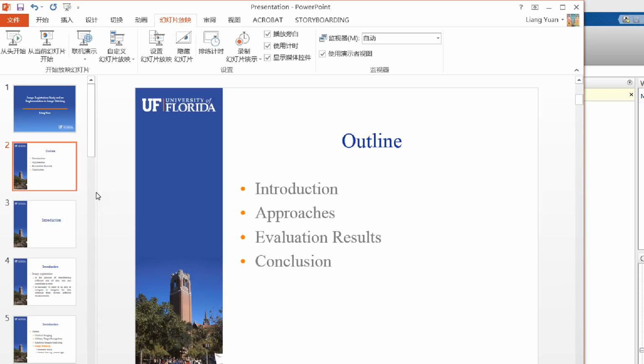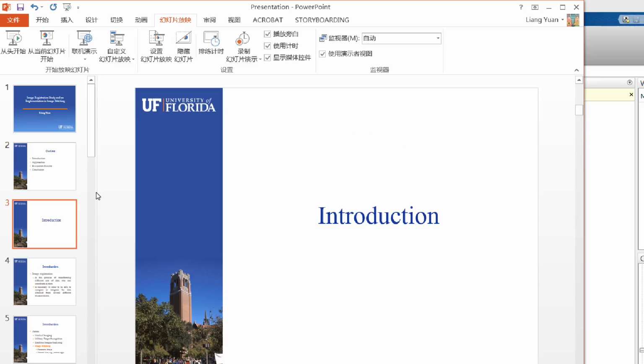First, here is the outline of the presentation. The first is introduction and approaches, and third, we will evaluate the results, and finally, we will give the conclusion.